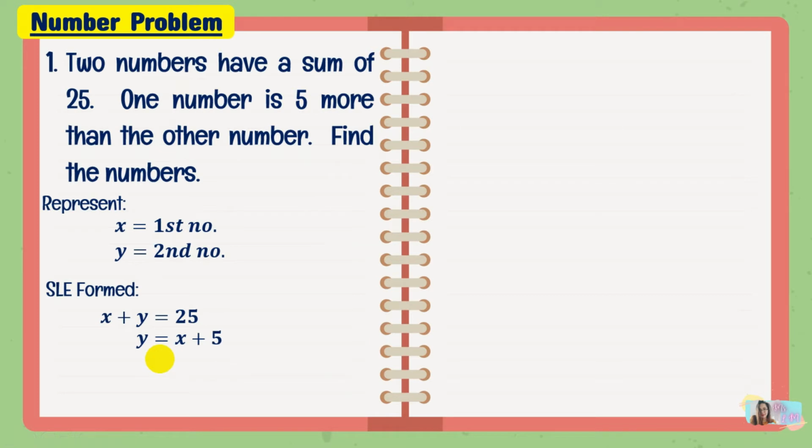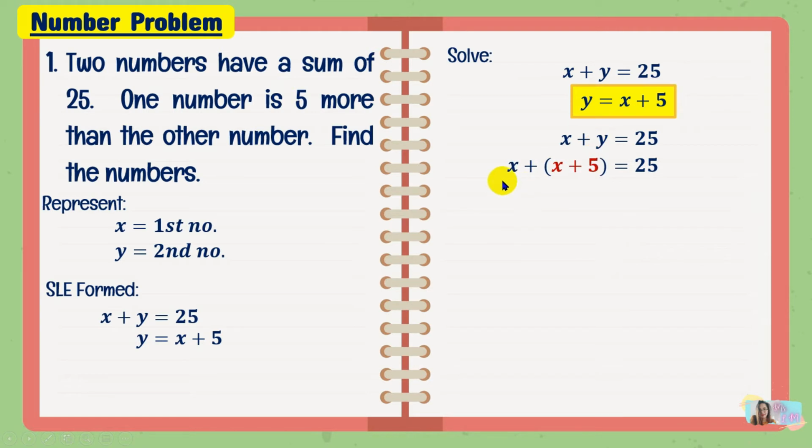Dahil meron tayong ganitong linear equations, the best method that we should use here is substitution method. Bakit po? Kasi meron na tayong y is equals to x plus 5. We can substitute the value of y as x plus 5. So, yun po yung gagawin natin. Substitute natin siya sa ating linear equation na x plus y is equals to 25. Magkakaroon tayo ng x plus, so ang y natin ay x plus 5 na. And then, x plus x, that will be 2x.